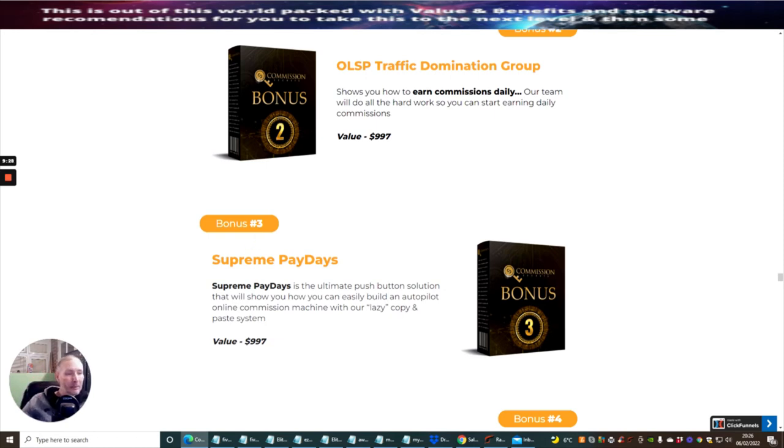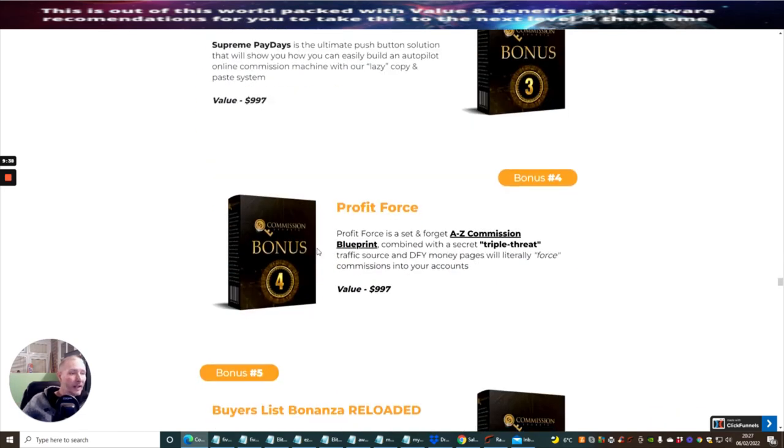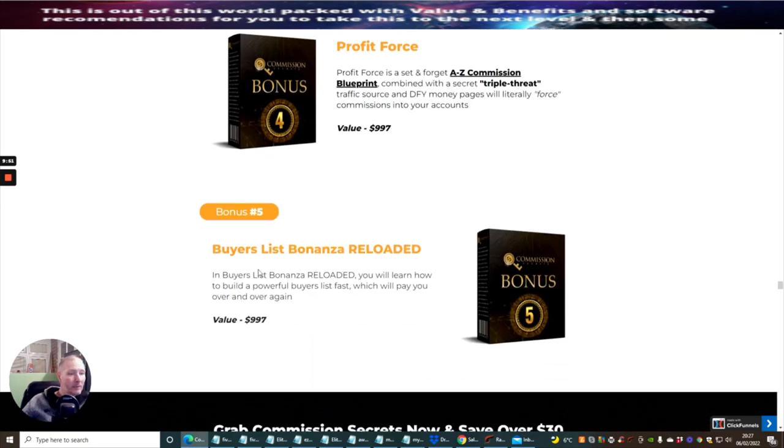Bonus three, Supreme Paydays. This is an ultimate push button solution that will show you you can easily build on autopilot online commission. It's got a lazy copy and paste system, okay? And then this Profit Force, I think this was the predecessor of the last one which they launched. This is very, very good because it gives you done for you money making funnels and it forces commissions into your accounts.